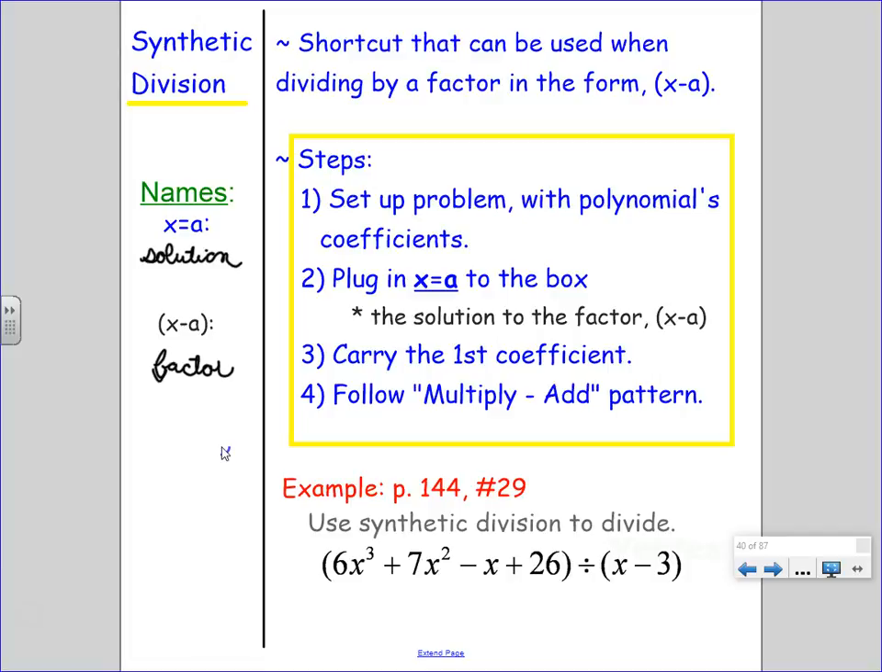So we plug x equal to a in the box, which is the solution. You always carry down the first coefficient, and then you follow the multiply add pattern, which we'll see as soon as we embark on this next example on the next page. So if you guys want, you can write down the example, and then we'll go ahead and solve it with synthetic.